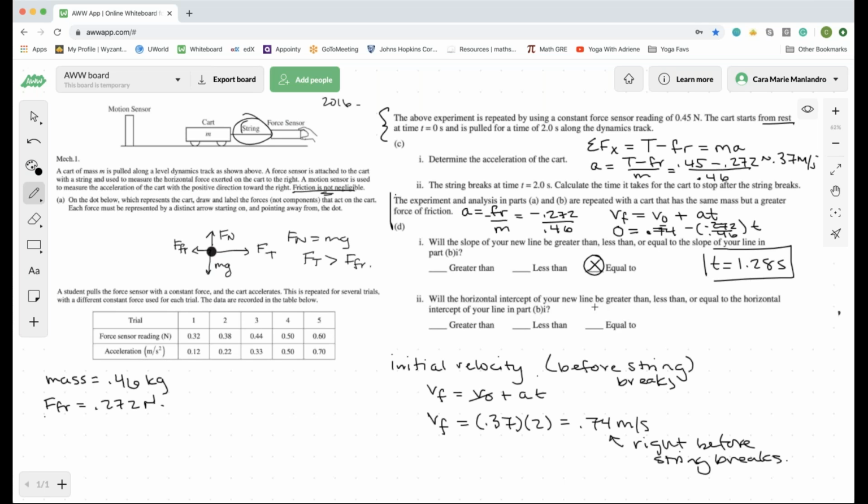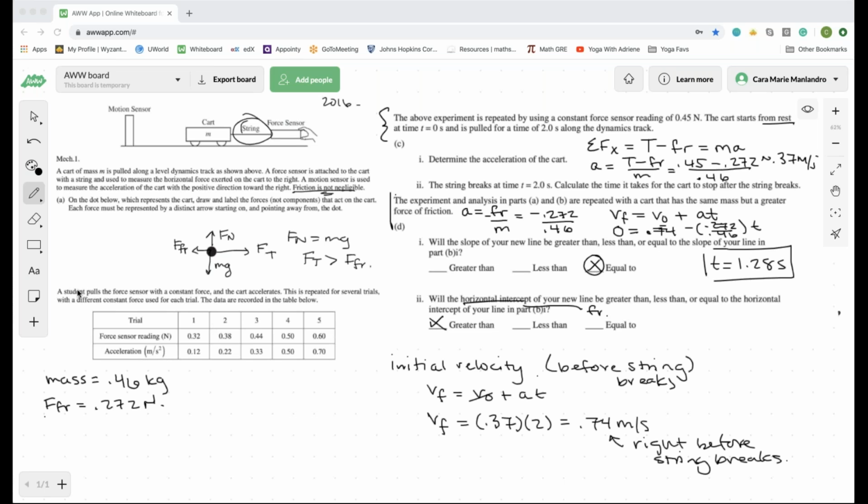Will the horizontal intercept of your new line be greater, less, or equal? Remember that the horizontal intercept was the force of friction. So if I have an increased force of friction, then I know my intercept is going to be greater. Yeah, good job. All right. Does anybody have any questions on that question? Okay, I'm going to move on.